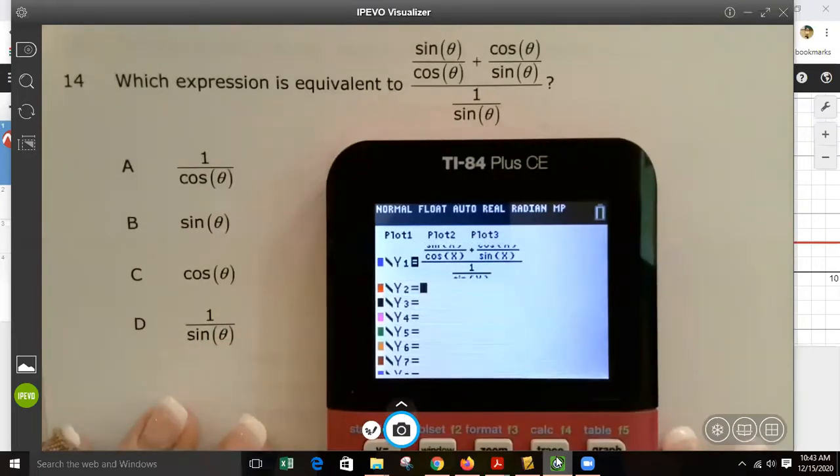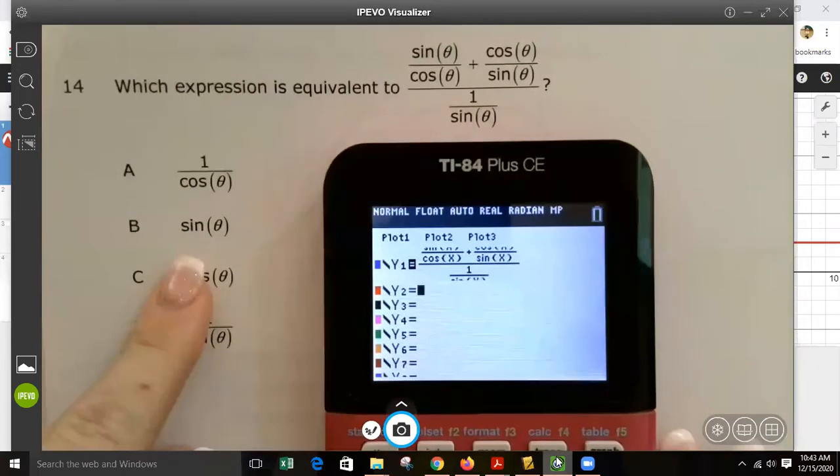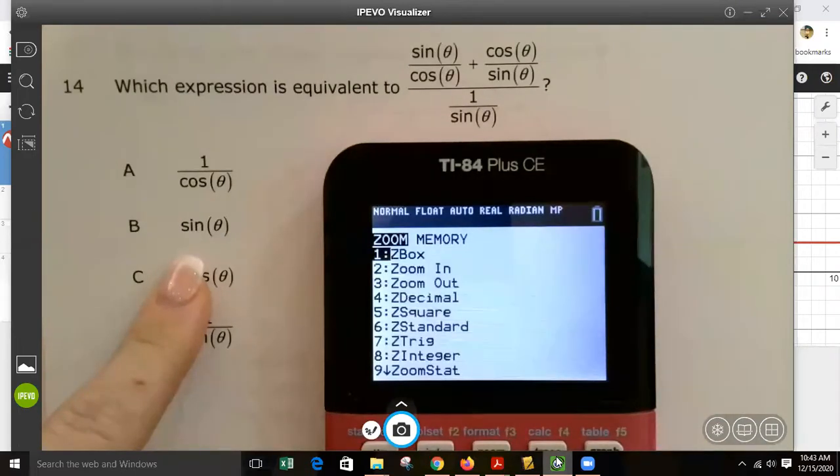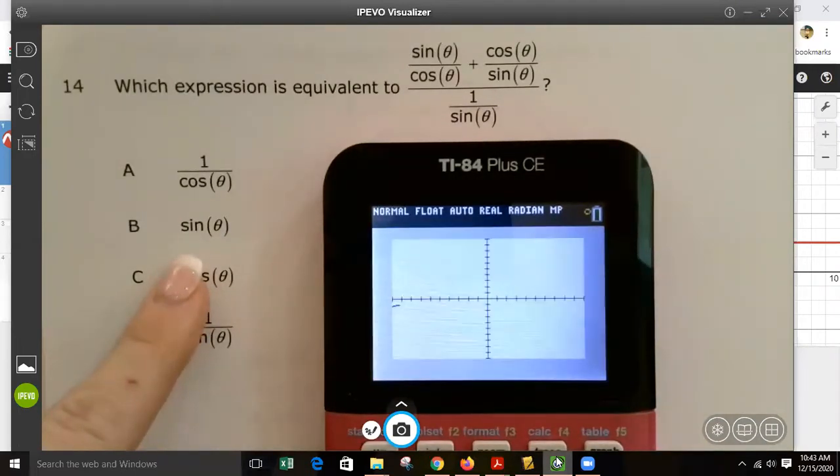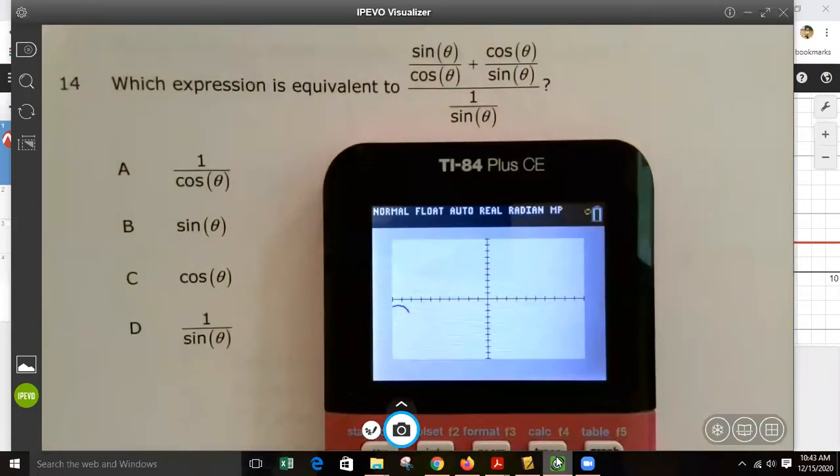I'm pretty lazy and I don't want to type in A and D, so I'm going to try B. So sine x, let's see if it works. I'm going to zoom 6 to make sure my calculator's right. Remember, it'll graph in different colors. They'll take forever. These are actually tangent or cotangent graphs because they're U-shaped like this. Sine and cosine are like waves. So they just keep going waves.